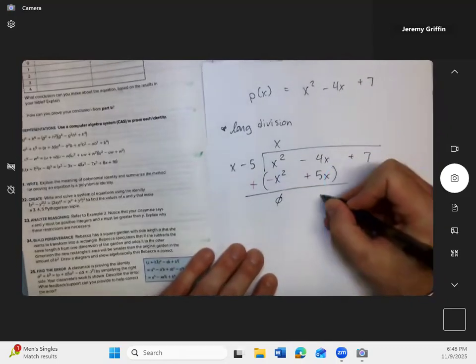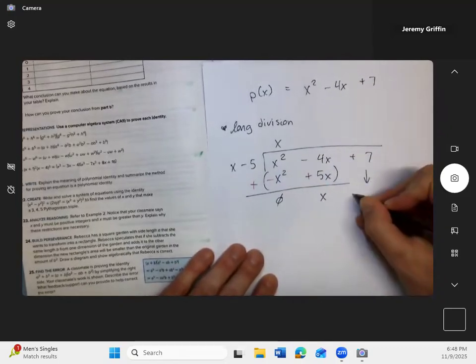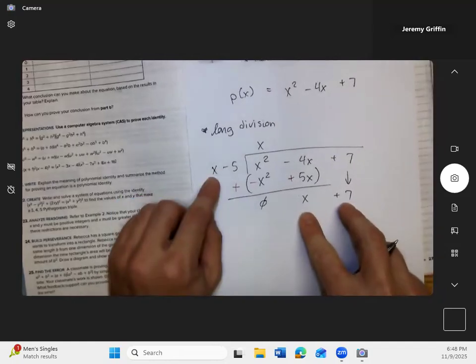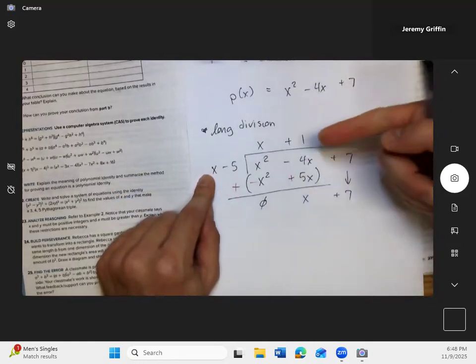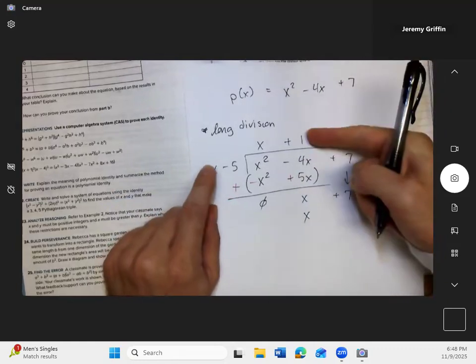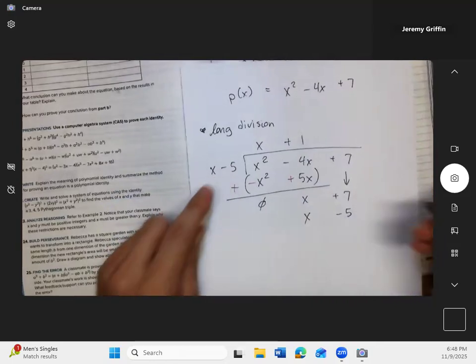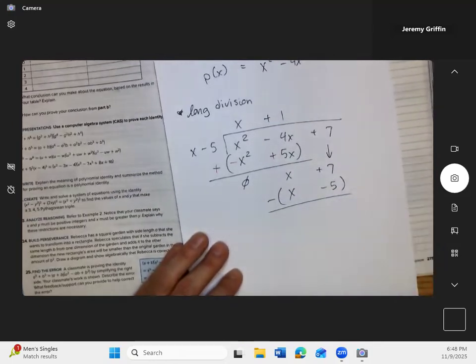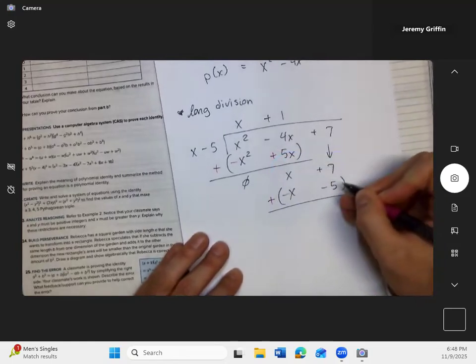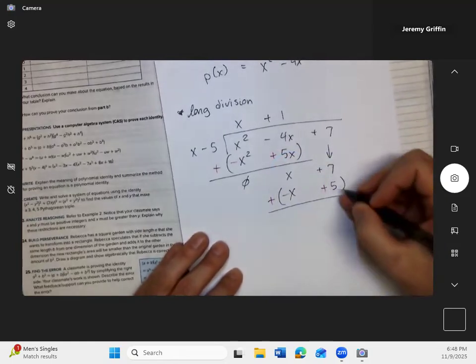Then negative 4x and 5x makes x. Then drop down the 7. I'll do plus 7. So now we got this right here. How many times is this x going into this x? One time. So I'll do plus 1. 1 times x is x, of course. 1 times negative 5 is negative 5. Okay. So then subtract this off, distribute this negative, plus, minus, plus, like that. 7 and 5 is 12.